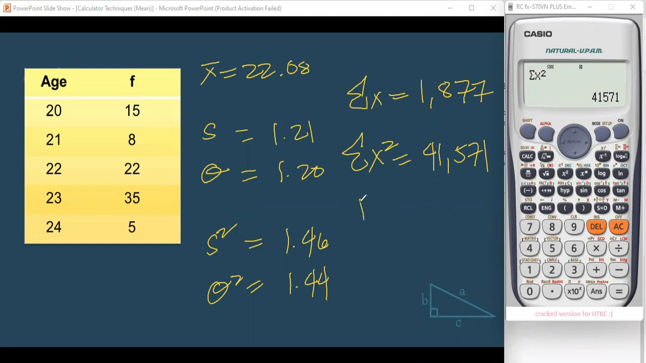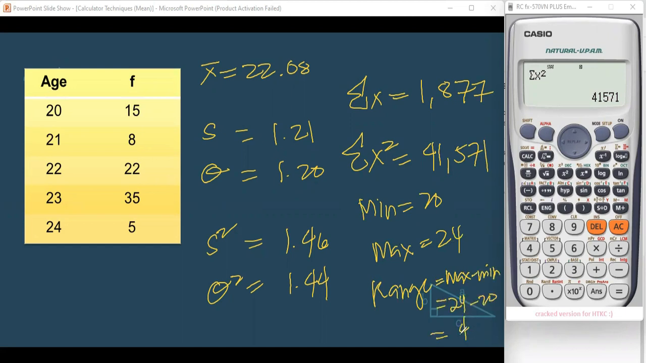So, yung minimum po natin dito is 20. And the maximum po natin is 24. So, therefore, our range is equal to max minus minimum. So, that will give us 24 minus 20, which is 4.